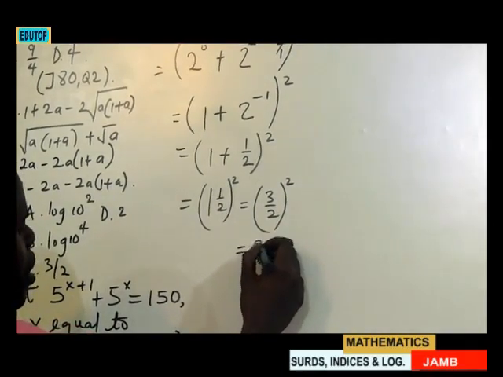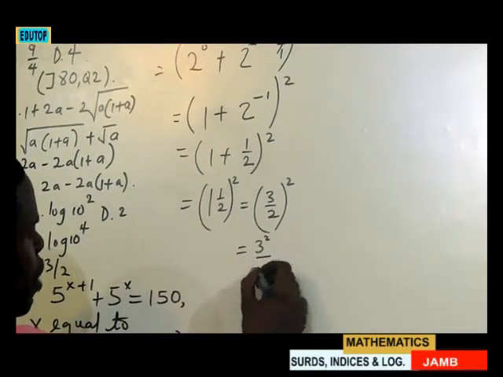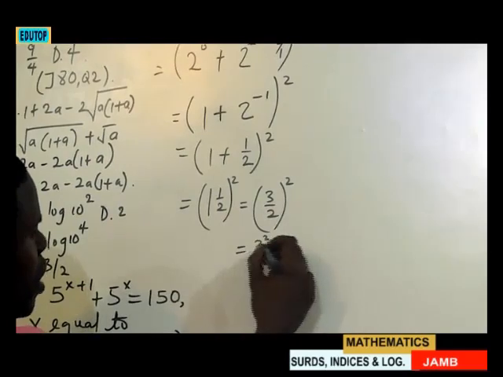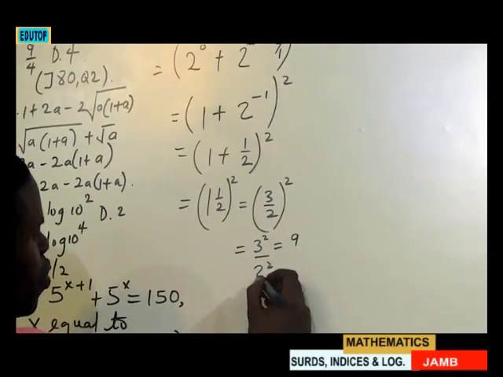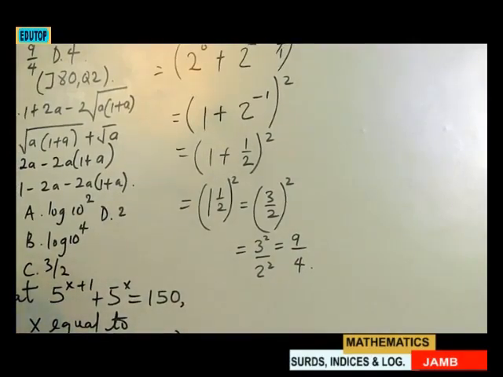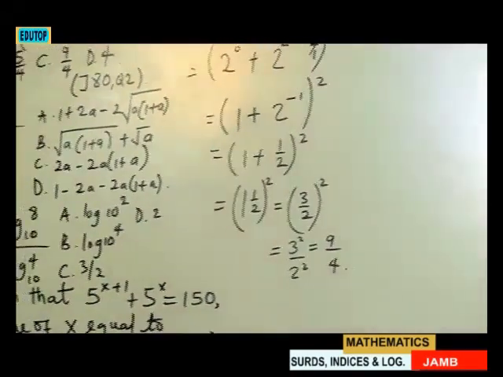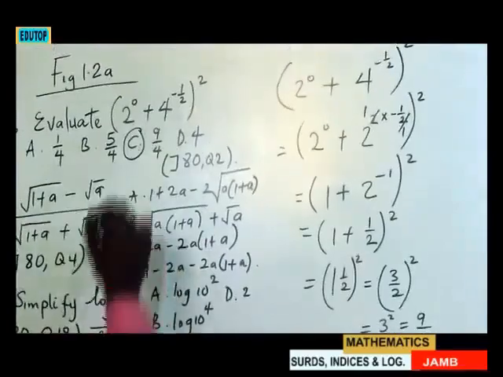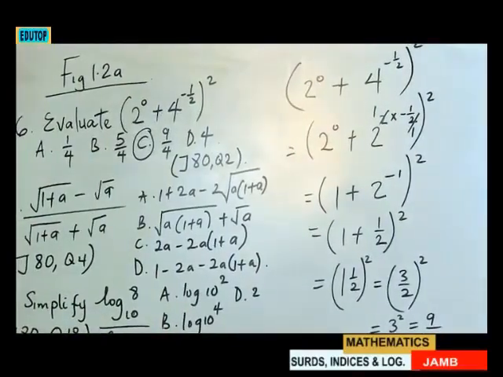Which means 3 square over 2 square. What is 3 square? 3 times 3, 9. 2 square, 2 times 2, 4. So the answer will definitely be 9 over 4. So option C is the correct answer.